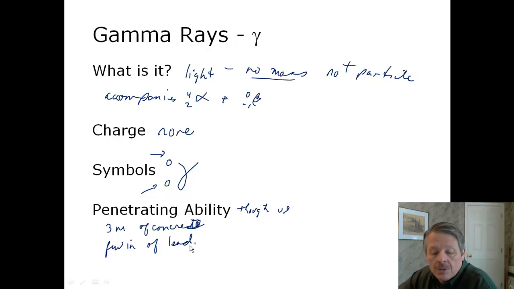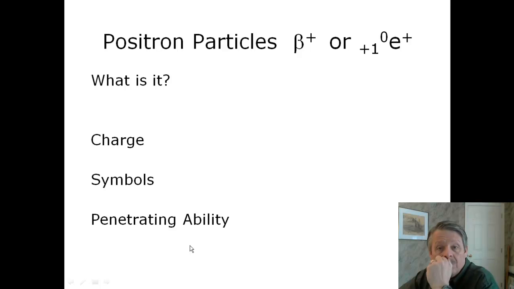Right, so this stuff is really, really damaging, and so we don't mess with gamma rays. That's something you don't want to mess with because that stuff is really damaging. Okay, so now we have one more thing to talk about, which are positrons.